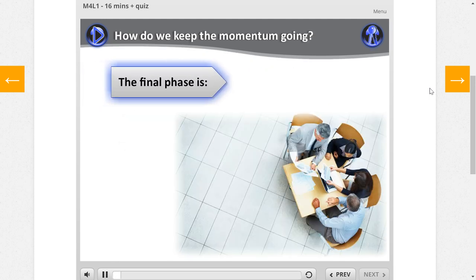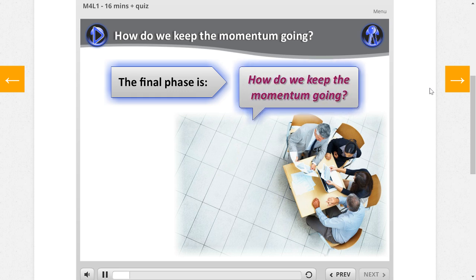The final phase is, how do we keep the momentum going? The point here is that improvement activities should be ongoing and never-ending, continual in other words. So how can we ensure that this happens? How do we maintain the momentum of improvement? This is a real issue. In many cases, programs simply fizzle out.